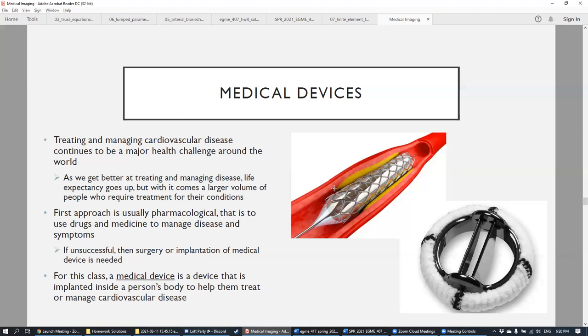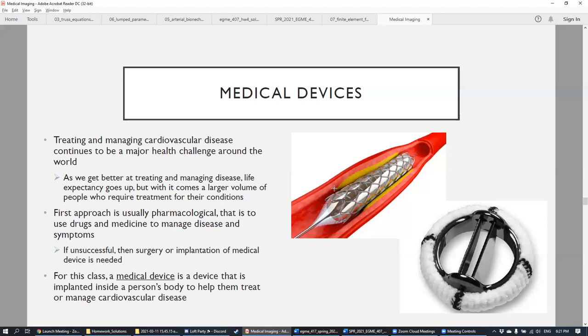Typically, when people have issues with their cardiovascular system, the first thing that doctors will prescribe is not going to be a medical device. A doctor's not going to say, hey, let's put something mechanical inside your blood vessel. That's usually not the first thing. Usually doctors will try a pharmacological approach, which is drugs and medicine. A lot of people are on medicines that manage their cholesterol or their blood pressure and things like that, to help them manage their cardiovascular disease.